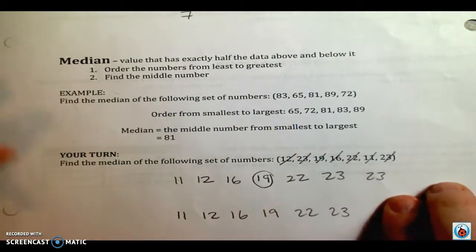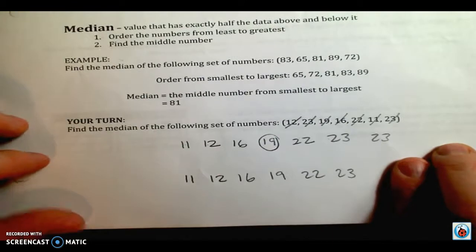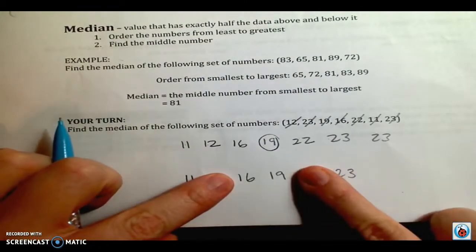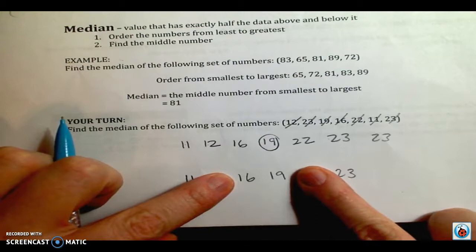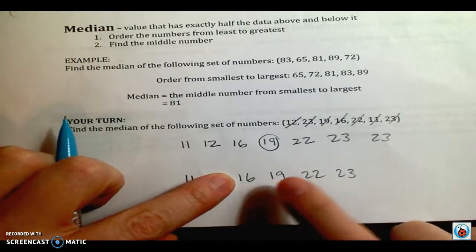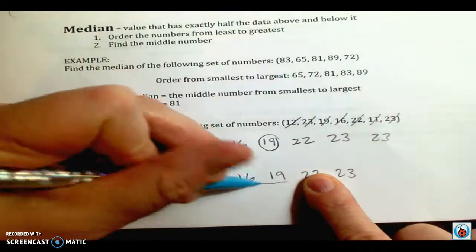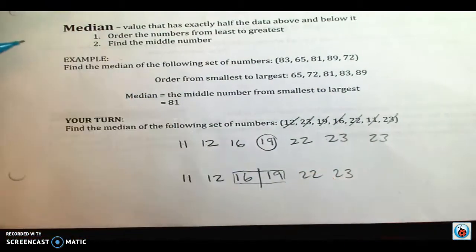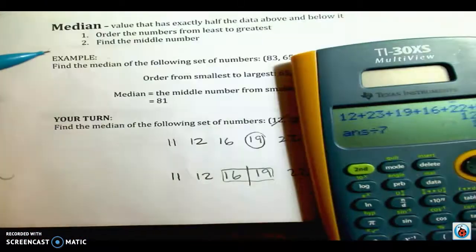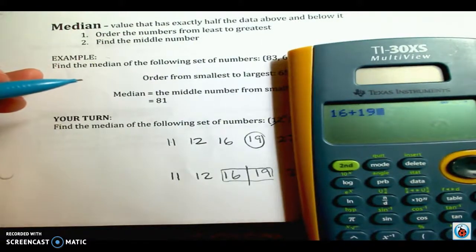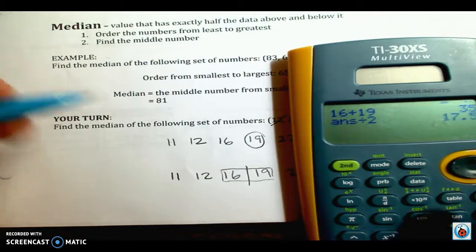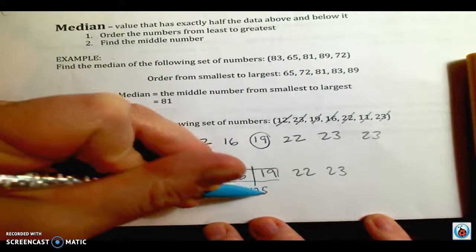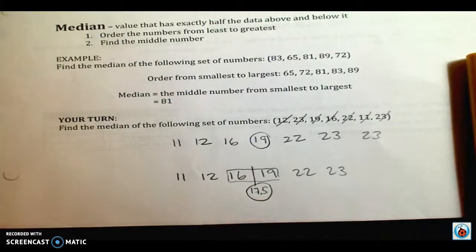Okay? So let's say I only had 6 pieces of data. So to find a median, if I did the cover-up method, I have 2 numbers that fall there. So in order to find the median here, I have to add these 2 together, and I have to take the average. I'm trying to find out what number falls directly between those 2. So I would go ahead and do 16 plus 19, and divide it by 2. And so halfway between those 2 numbers would be 17.5. So that would be my median if I had an even amount. So that was just another example.